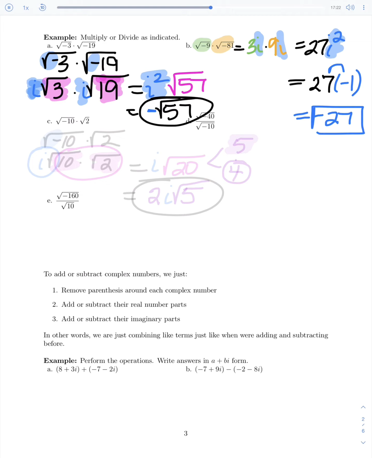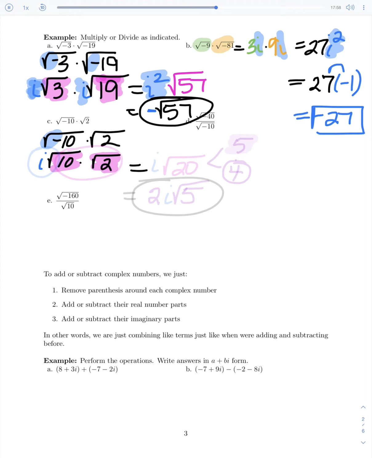Let's look at problem C. In problem C, we have the square root of -10 times the square root of 2. On the first part, the square root of -10, I can pull out the i from the inside of that square root, and that will become i square root of 10 times the square root of 2. Now that we have two positive square roots, you can multiply them normally.